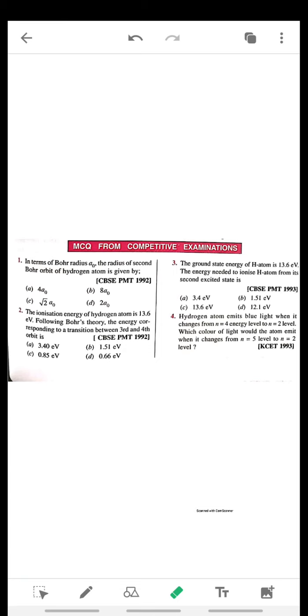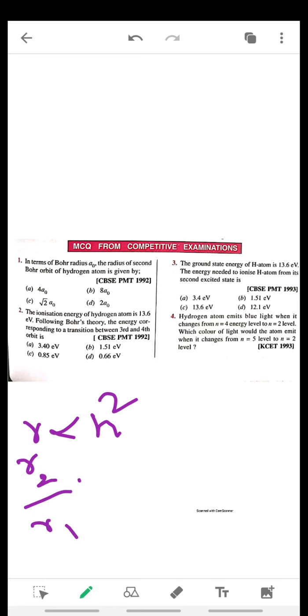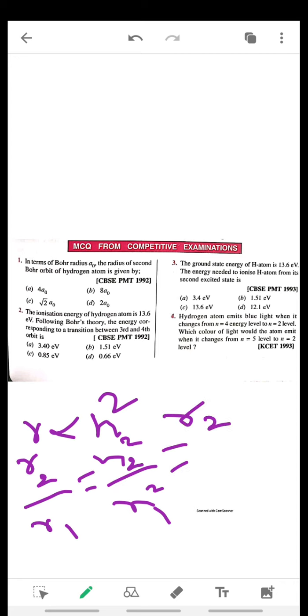What they are asking means we know that Bohr's radius is directly proportional to the square of its principal quantum number. R is proportional to n square, we know. Using this formula, we can write R2 divided by R1 equal to n2 square divided by n1 square. Here R2 is the unknown and R1 is given in the question as a naught, because in terms of Bohr's radius it is given a naught. This is equal to 2 square divided by 1 square.